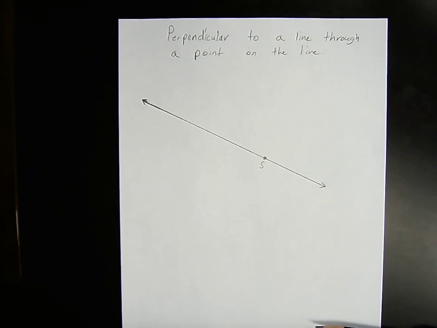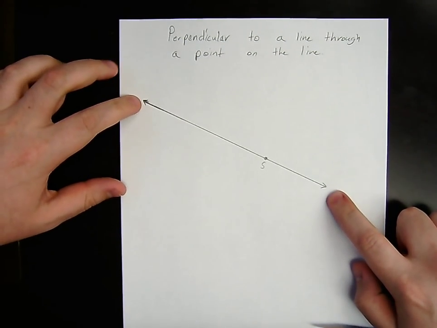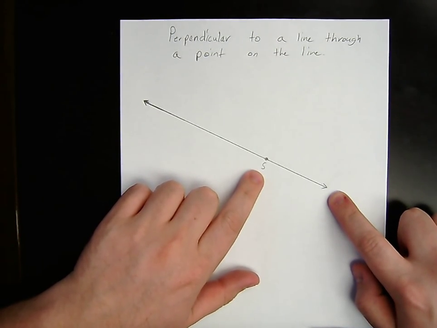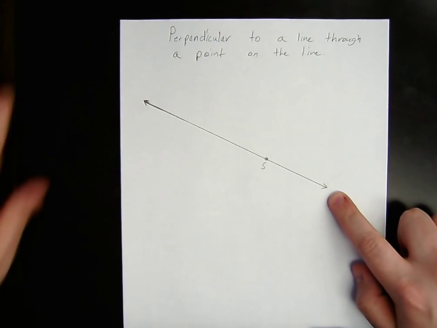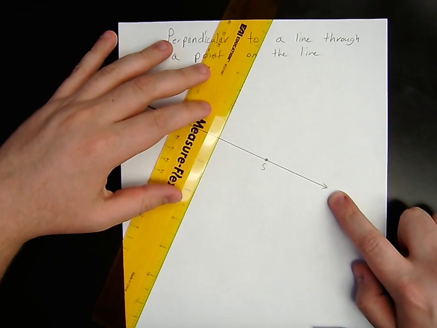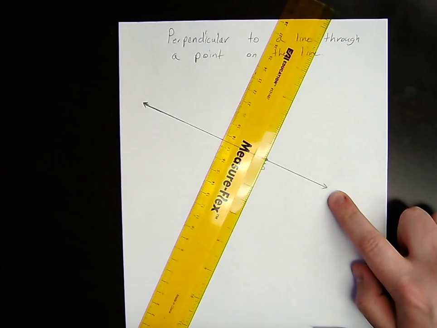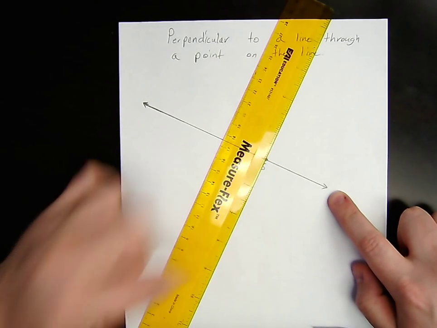This video is going to go over how to construct the perpendicular to a line through a point that is already on that line. As you can see, I'm starting here with a line that's already given, and then I went ahead and put a point S on the line, and my goal is to get a perpendicular to the line, and that's going to go through point S. So it's going to look something like this. It's going to pass through maybe right in here.